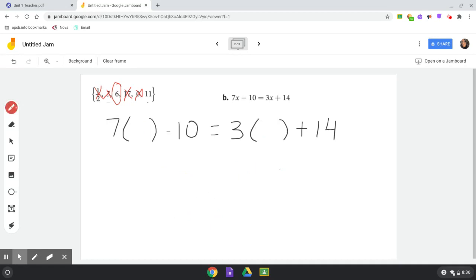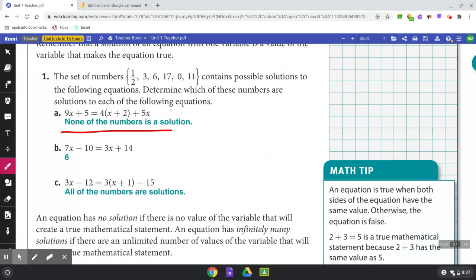All right, now we've got 11. Last one for part B. 77 minus 10 equals 33 plus 14. 77 minus 10 is 67. 33 plus 14 is 47. So no. So the only number in this set that is a solution is 6. So going back to your book, there we go. 6.